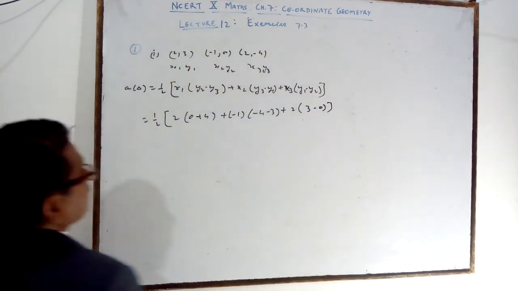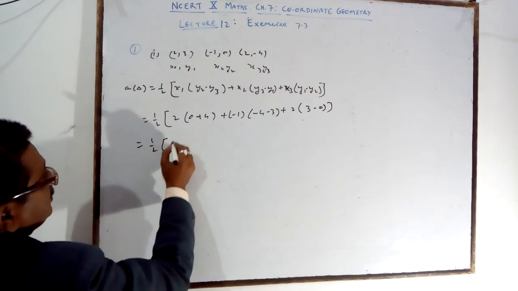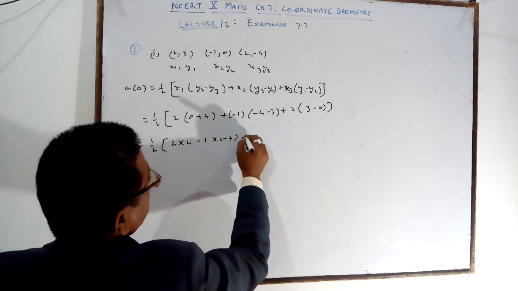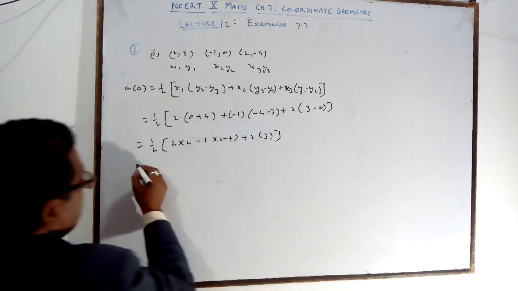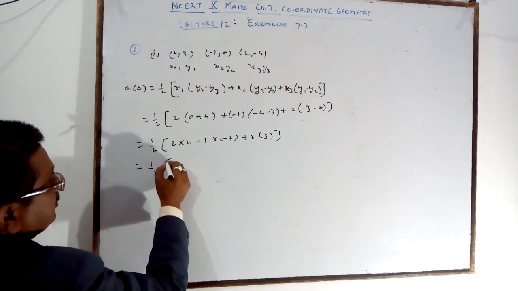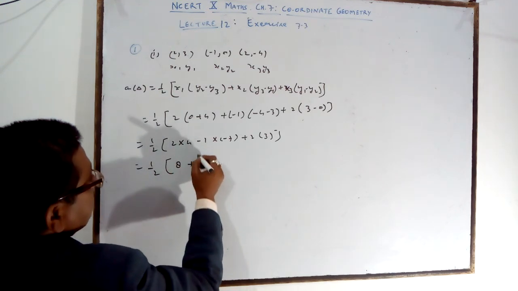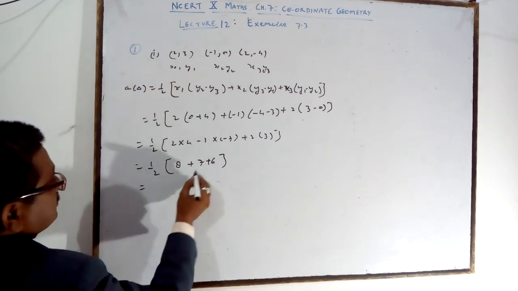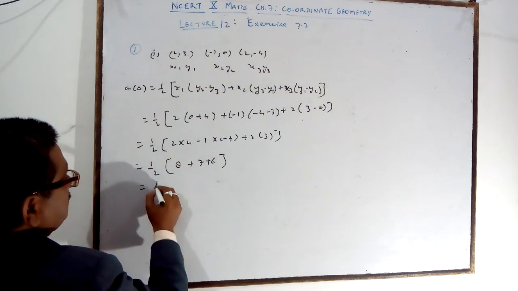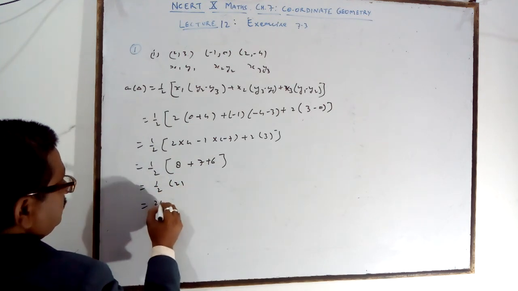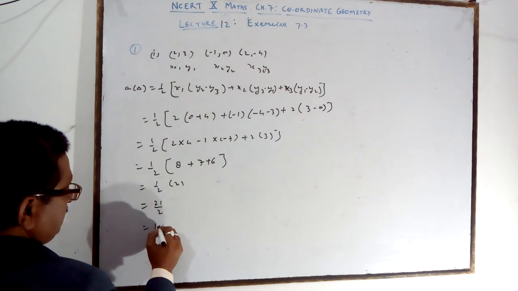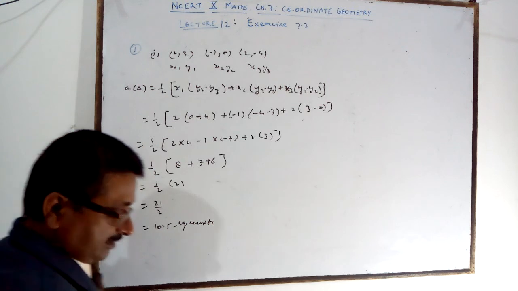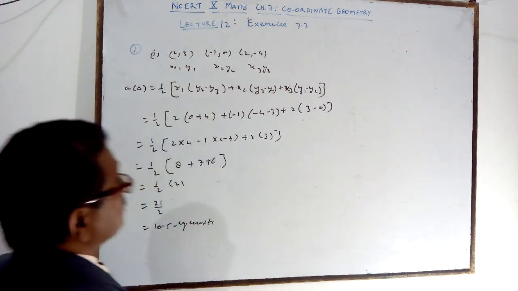Very carefully you write. If any is wrong, then you will not get the answer. 2 into 4 minus 1 into minus 7 plus 2 into 3. So what answer are you getting? Half of 8 plus 7 plus 6, that is 21. So you will get 21 by 2, that is 10.5 square units. So the answer is 10.5 square units.